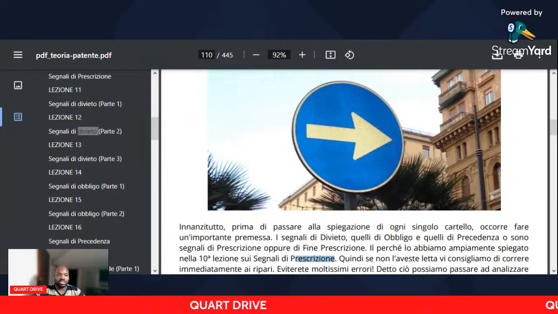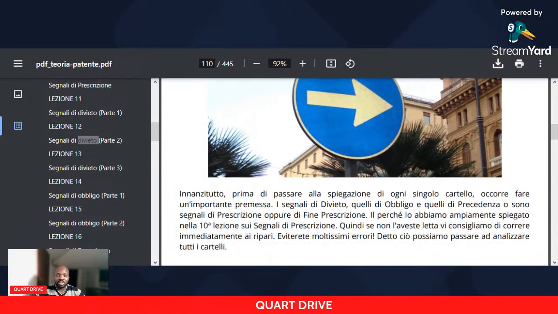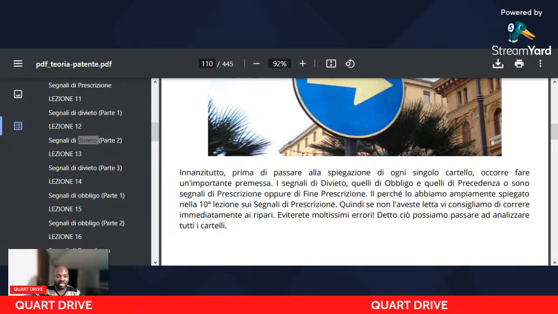So what is the book saying about the segnale di obbligo? Let's see some of the signs that we have. It says, innanzitutto, prima di passare alla spiegazione di ogni singolo cartello, occorre fare importante premessa di segnale di divieto, quale obbligo e quale di precedenza, o sono segnale di prescrizione, oppure di fine di prescrizione. That is what I said initially. We have the segnale di obbligo, segnale di precedenza, and segnale di divieto. All together are called segnali di prescrizione. Prescrizione means pre-notice.